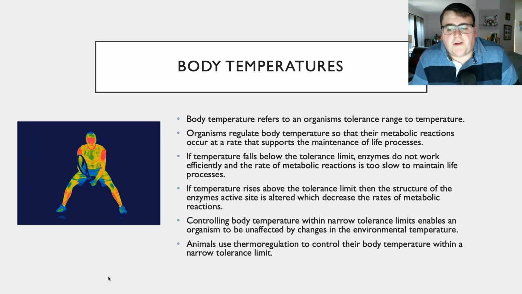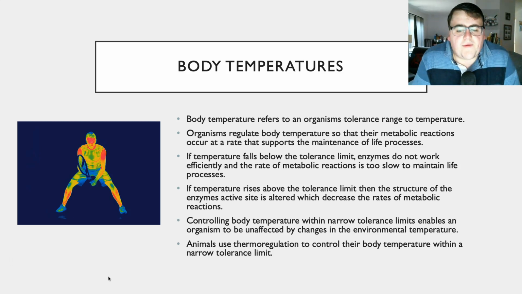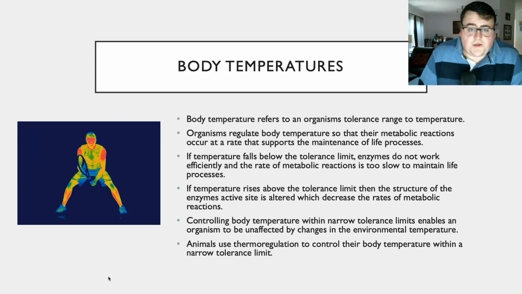Controlling body temperature with narrow tolerance limits actually allows organisms to not be affected by changes in the environmental temperatures. So for us, we have very narrow tolerance limits for temperature. 1 or 2 degrees above 37 degrees for too long can actually cause brain damage and lots of problems. So having our body with that very narrow tolerance limit enables us to be unaffected by changes in the environmental temperature. We and other animals use thermoregulation to control our body temperature within that narrow tolerance range.